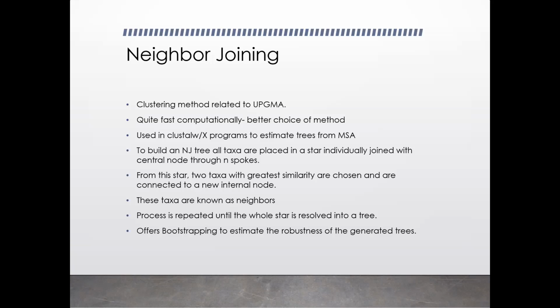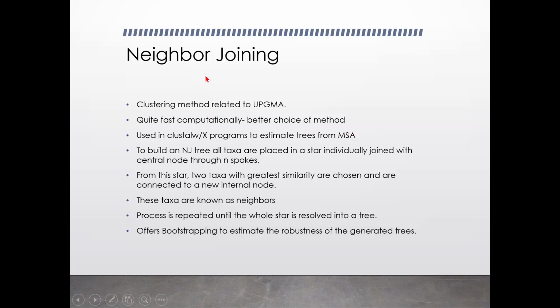Coming to the next algorithm, of course, among all those different variations of distance matrix methods we discussed so far, UPGMA is considered to be very commonly or popularly used distance matrix method because of its simplicity, but there are certain disadvantages. To overcome the disadvantages of UPGMA, another algorithm has become available, that is neighbor joining algorithm. This is quite fast computationally and it is a better choice of method.